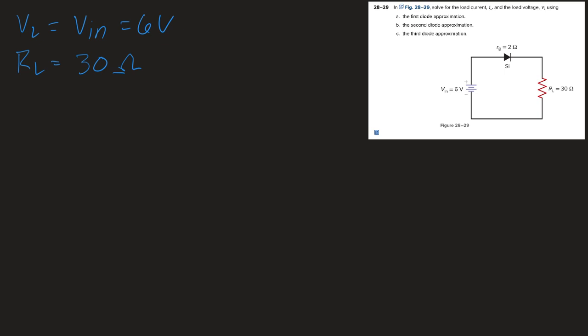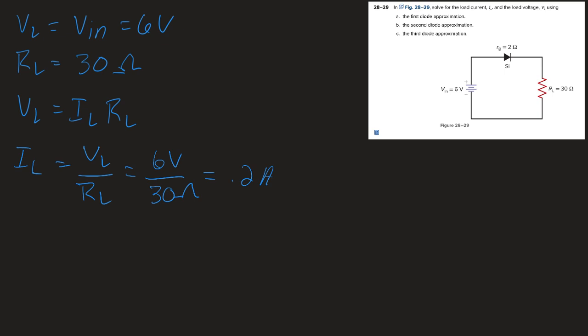And the formula is going to be V sub L is equal to I sub L times R sub L, which is essentially Ohm's law. Now for the first part, we want to solve for I sub L, so we want to rearrange this. I sub L is equal to V sub L divided by R sub L, and that's going to equal 6 volts divided by 30 ohms. And that equals 0.2 amps or 200 milliamps.